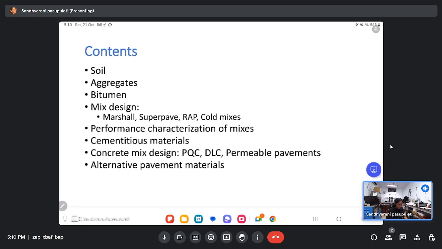In addition to that, very briefly, in the last lecture, we also discussed the alternative pavement materials instead of natural materials, without compromising on the performance characteristics. So regarding all these topics, let us see a very brief discussion.